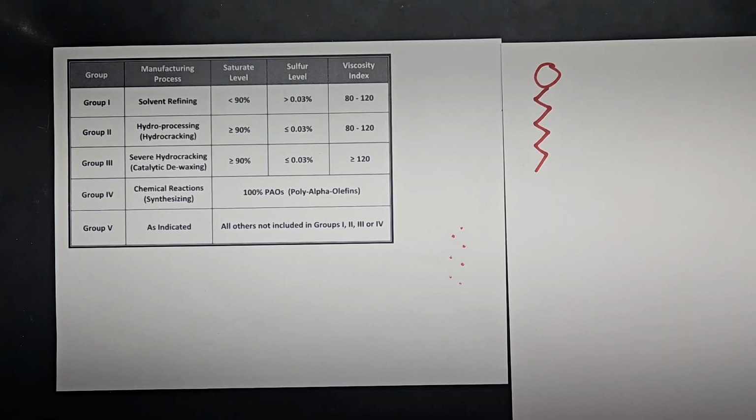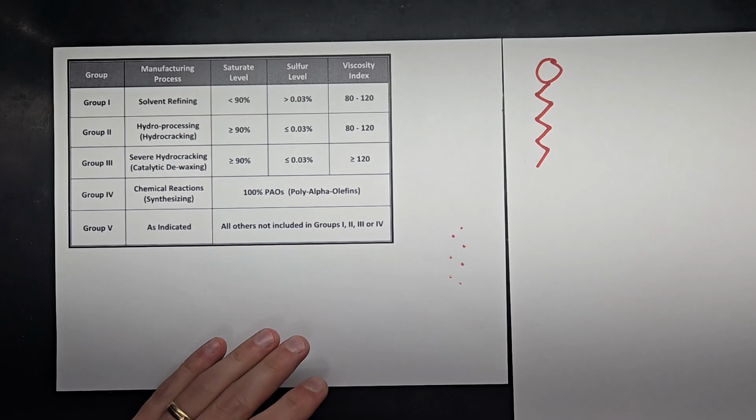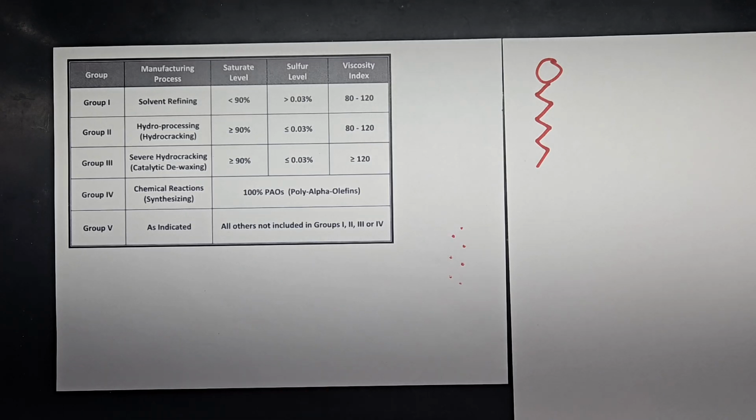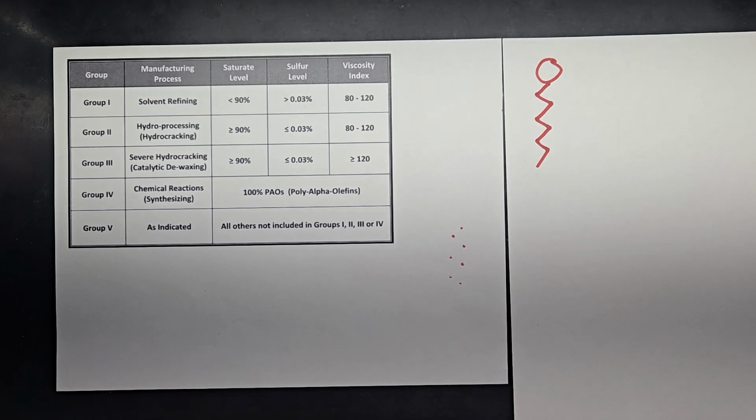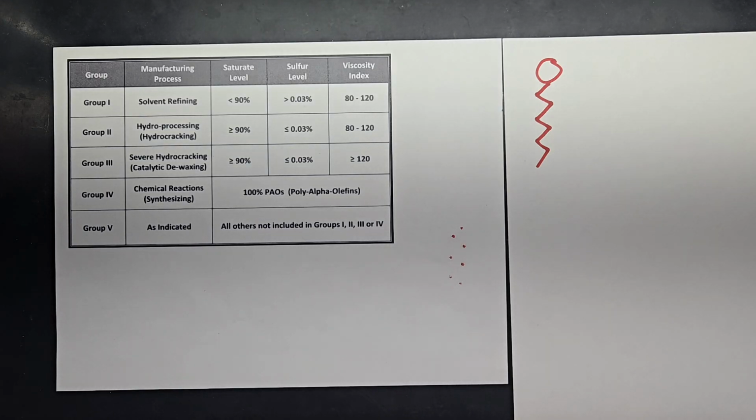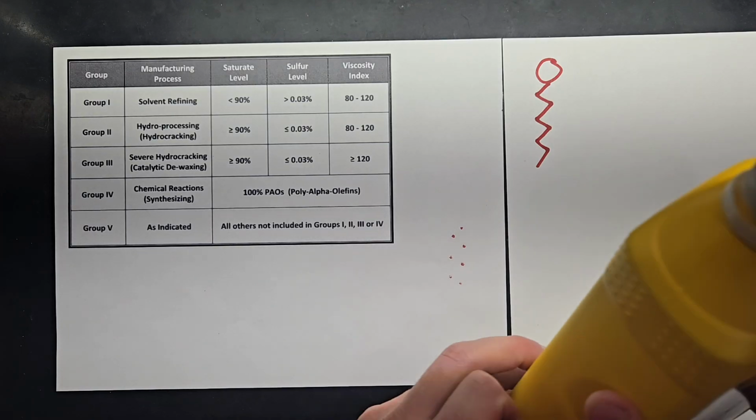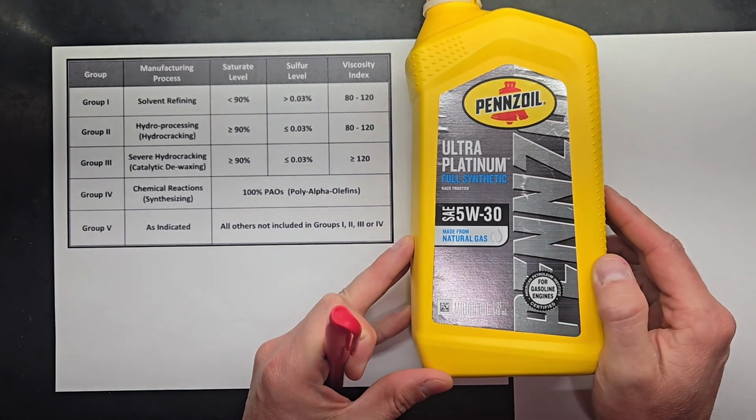So I've said a word a few times now that you're probably familiar with, but you might not understand what it actually means. And that word is viscosity. Viscosity is the measure of a fluid's resistance to flow. So we can have something with a high viscosity, like honey, and we can have something with a low viscosity, like water. In our engine oils, we can see the viscosity defined in two ways.